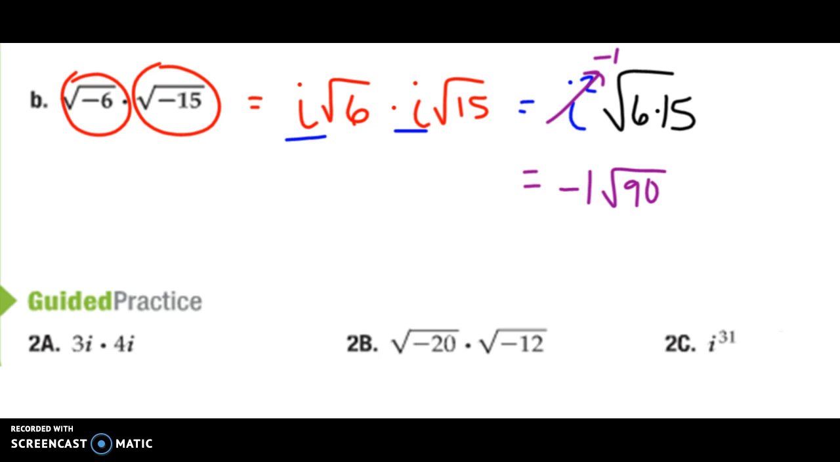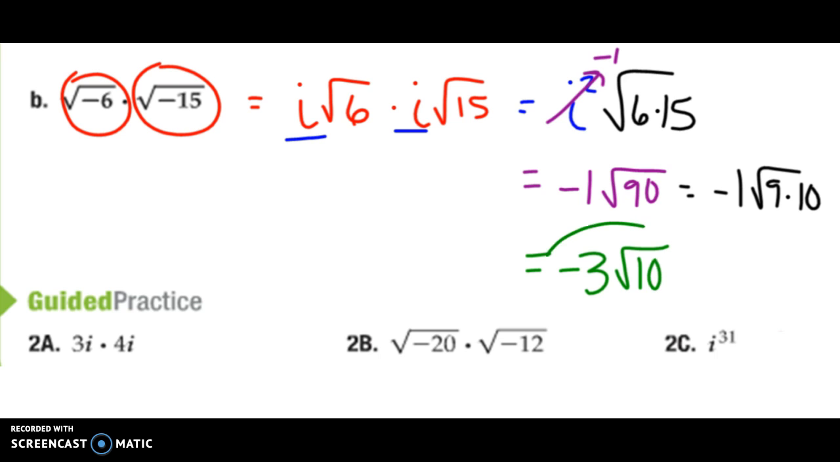Now what are some factors of 90 that are perfect squares? Well, the first one that comes to my mind would be 9 and 10. Now I'm not going to write it out like I did in the last couple examples, but you know that the square root of 9 is really just 3. And the square root of 10 is going to remain the square root of 10. So what I end up getting is -3 square roots of 10.